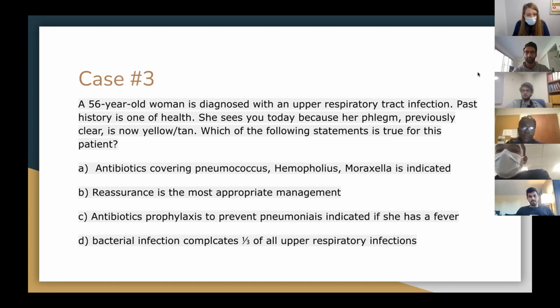A 56-year-old woman is diagnosed with an upper respiratory tract infection. Past history is one of good health. She sees you today because her phlegm, previously clear, is now yellow and tan. Which of the following statements is true for this patient? A, antibiotics covering pneumococcus, Haemophilus, Moraxella are indicated. B, reassurance is the most appropriate management. C, antibiotic prophylaxis to prevent pneumonia is indicated if she has a fever. D, bacterial infection complicates 1/3 of all upper respiratory infections. And the answer is? I will put D. I'm not sure about the answer.